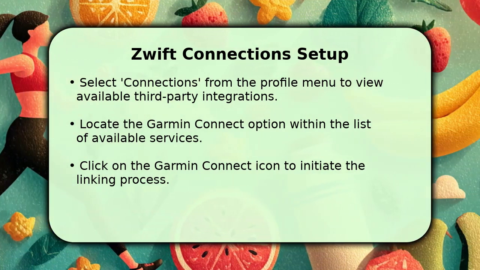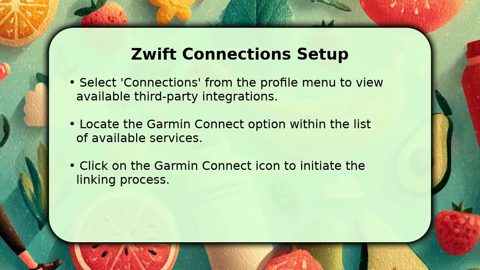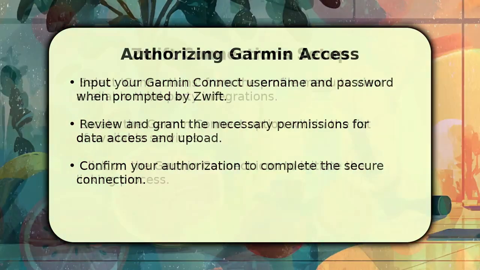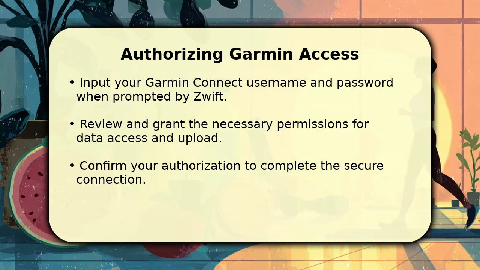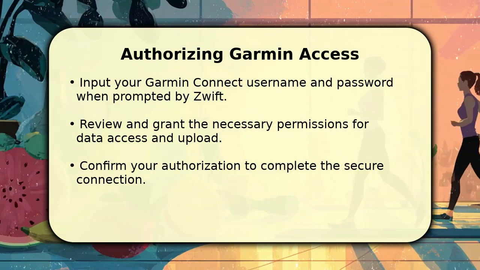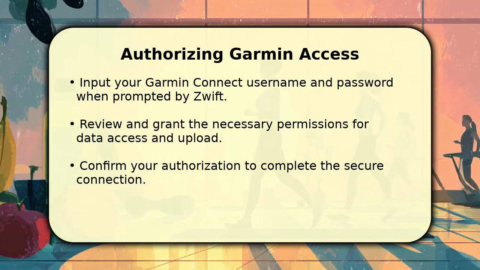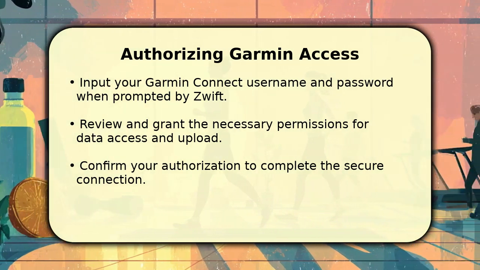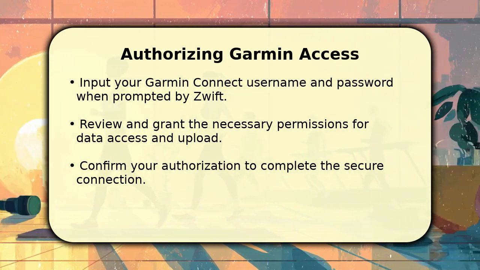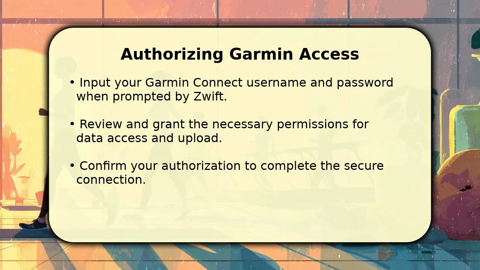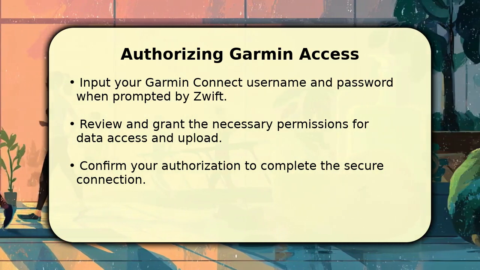You will be prompted to enter your Garmin Connect login details to grant permission for data sharing, ensuring a secure link. After clicking the Garmin Connect icon in Zwift, a new browser window or an in-app prompt will appear. Carefully enter your Garmin Connect username and password into the provided fields. Grant the necessary permissions for Zwift to access and upload your activity data. This authorization is a crucial security step, making sure only approved platforms share your personal workout information.